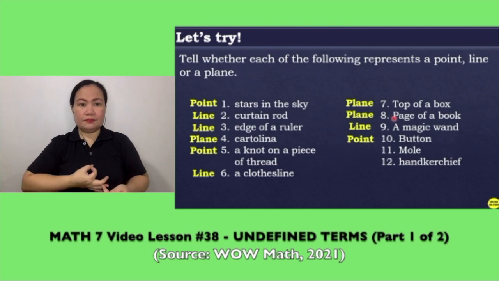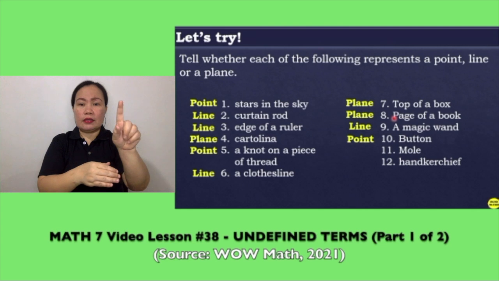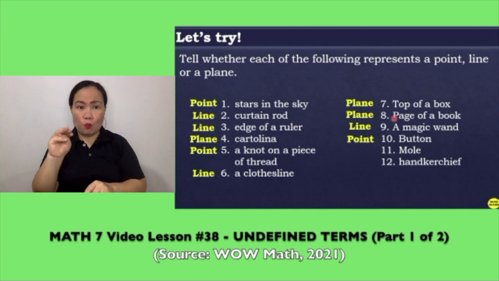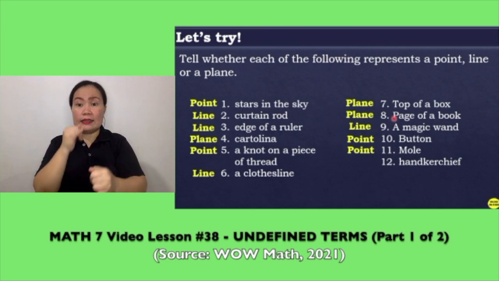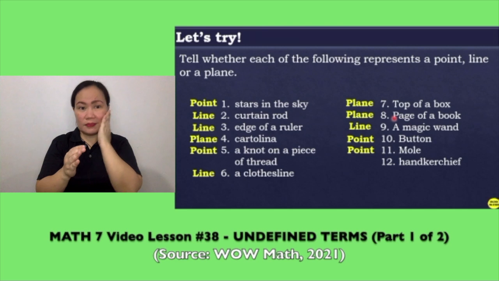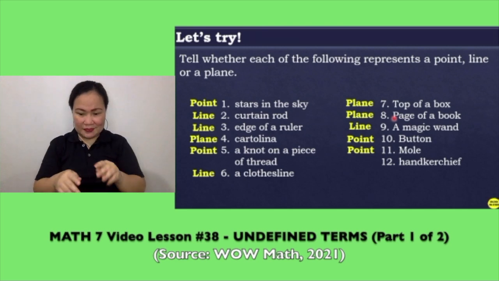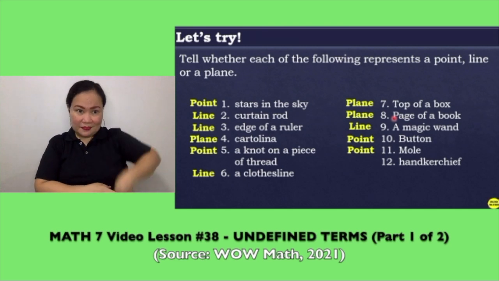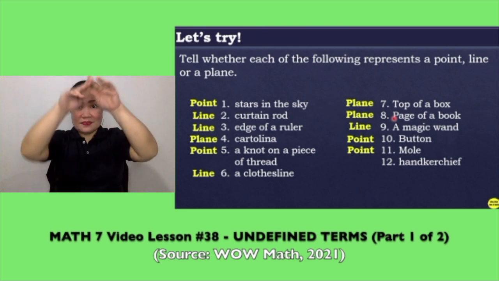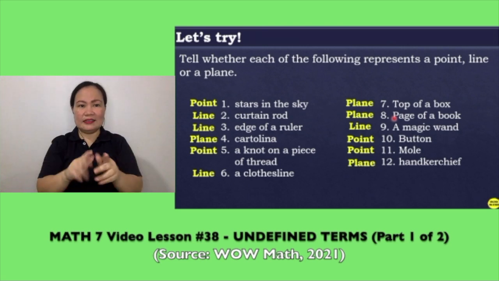Next, mole. Mole is nunal. Okay. So, tingnan nyo yung nunal nyo. Ano ang representation niyan? That is a point. And handkerchief. So kung meron kayong panyo, if you will look at your handkerchief, that is a plane. Okay?